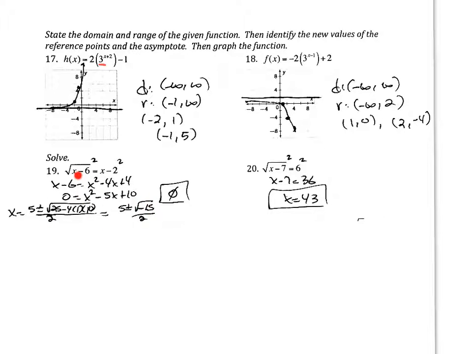And because I did that, because it's radical, you can't have i's in a radical, so that means there was no solution. Guys, 19 is the exact same problem on your test tomorrow. Just saying. Number 20. Number 20 is square both sides.